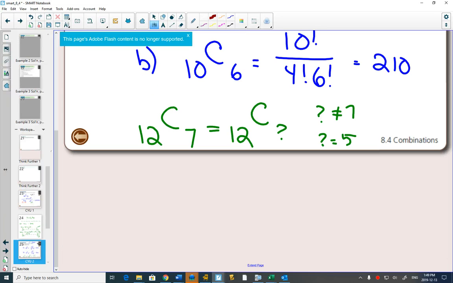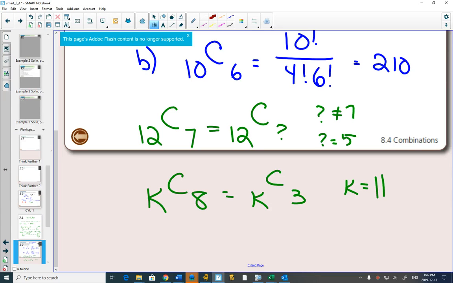Or if I say k choose 8 equals k choose 3, what's k? K would have to be 11. Because if you make a group of 3 and a group of 8 and they're the same, you would have had to have started with 11.